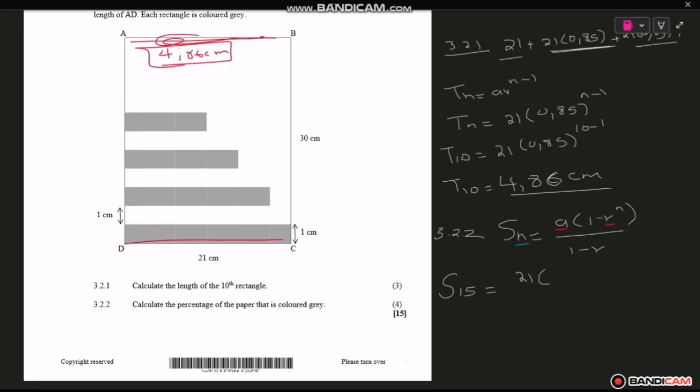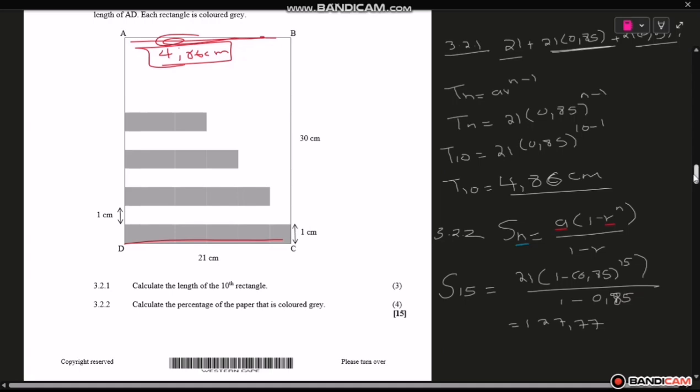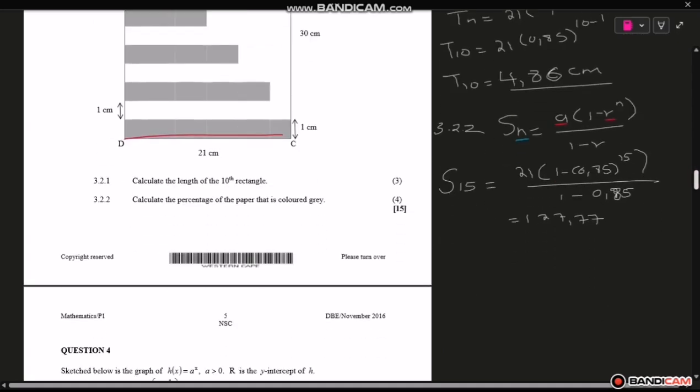So 21 into (1 minus, what is the value of r? We have 0.85, right? Then the value of n, we have 15, close bracket) over 1 minus 0.85. Here we're calculating the sum of the length of the gray page, which is 15, and that is going to be 127.77. I hope that makes sense. Then what is it that we're going to do now? We're going to calculate the area of the rectangle.